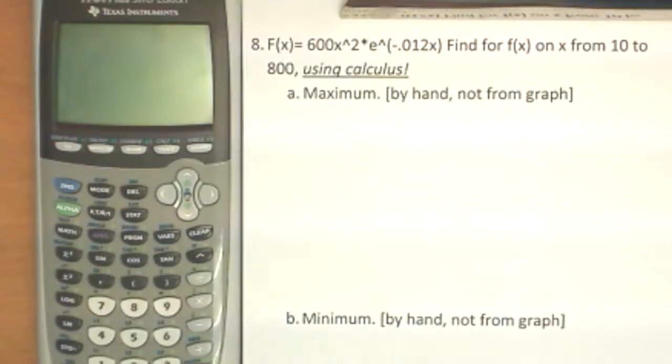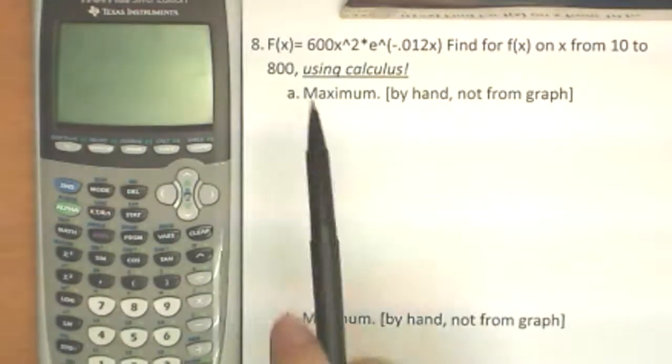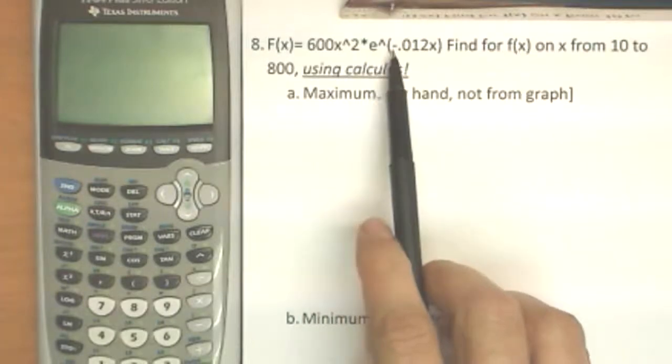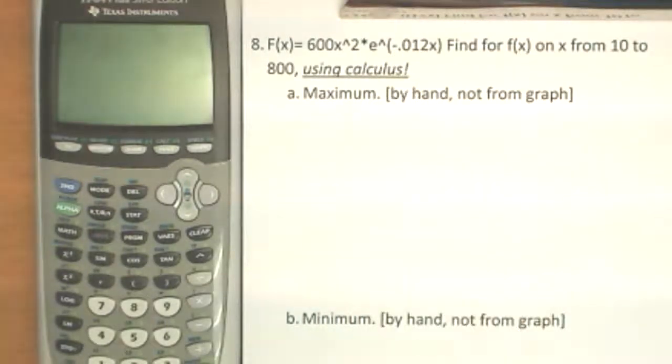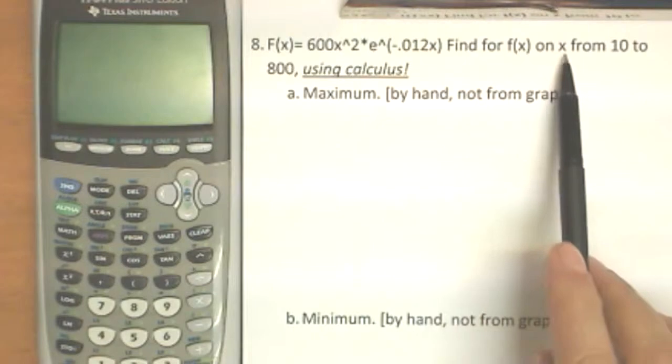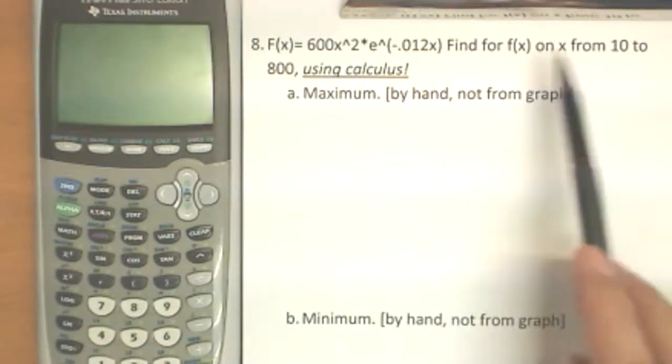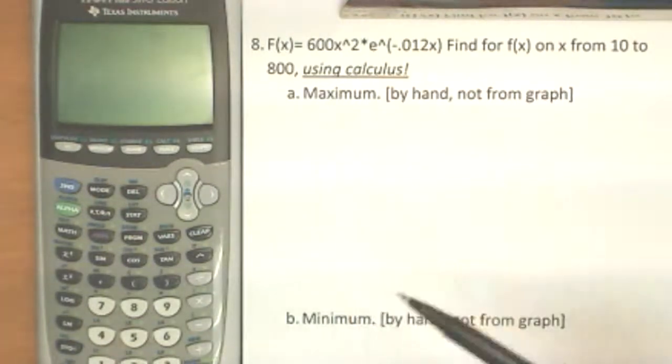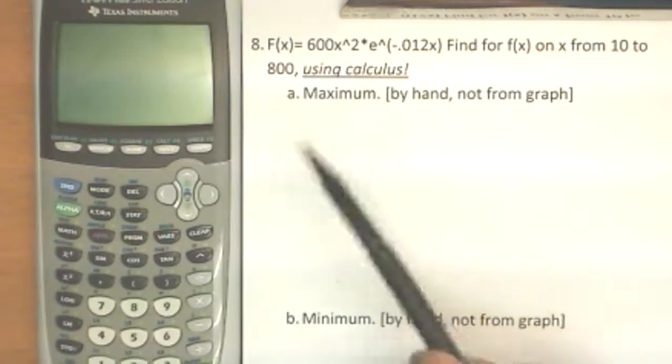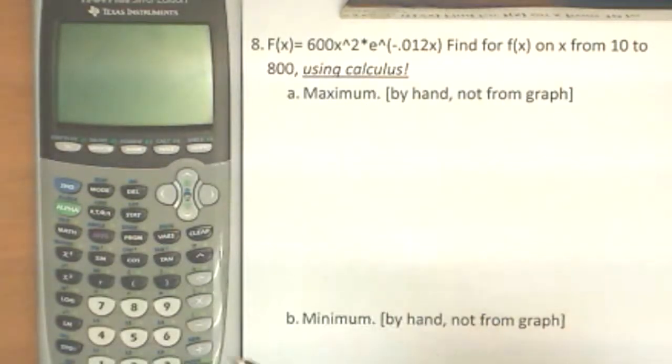Question 8 from our test. It gives us a function f of x, 600x squared times e to the negative 0.012x. And we're supposed to, for f of x on x from 10 to 800, find the maximum and minimum. We're supposed to do it by using calculus. Now we're all aware we can graph this thing and find its max and mins. And we'll do that to check our answer, but we're going to use calculus first.